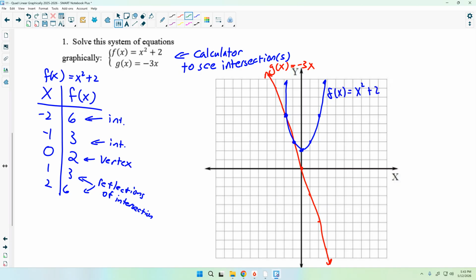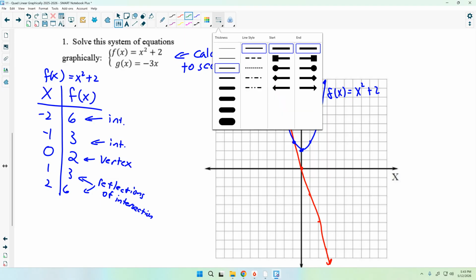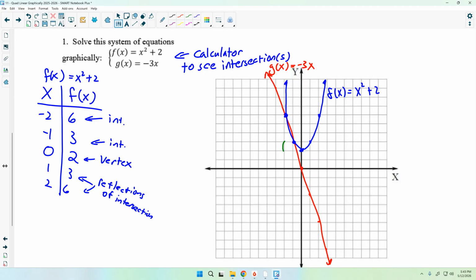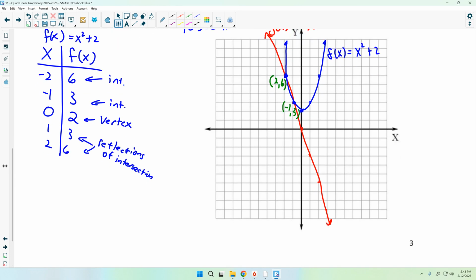And then we also want to identify our points of intersection. Right, so that was -1, 3 and 2, 6. And that's our answer. So that's what we're putting down and boxing as our solution. -1, 3 and -2, 6. That's our answer to the system.